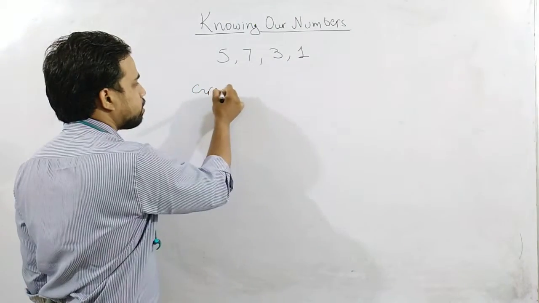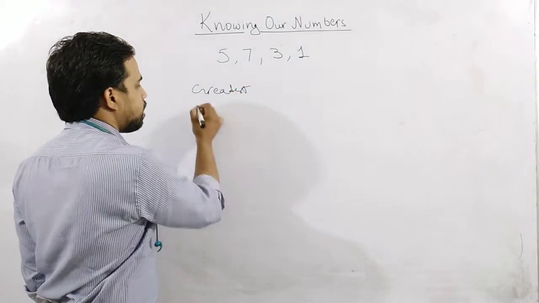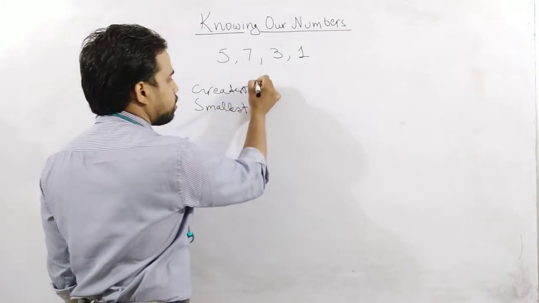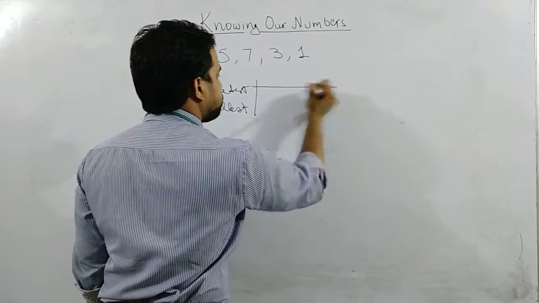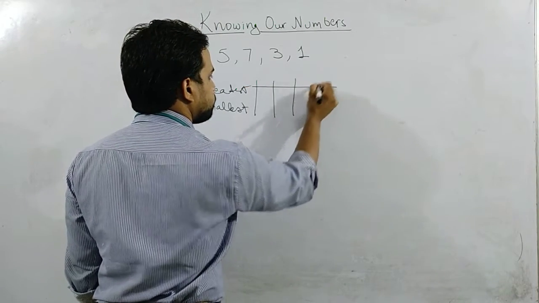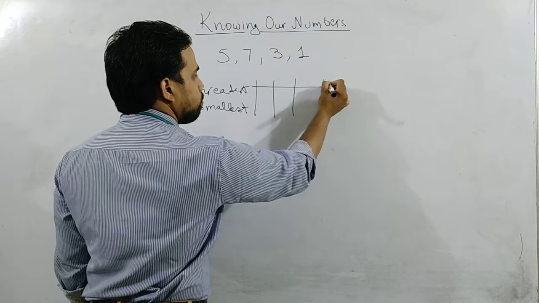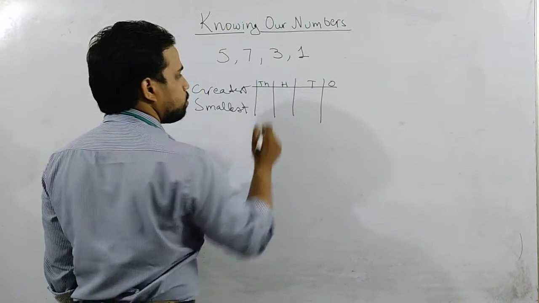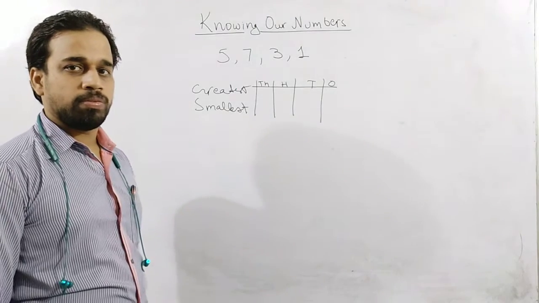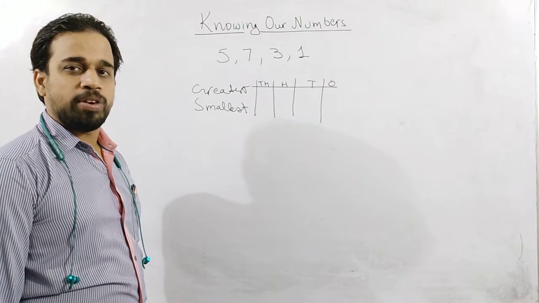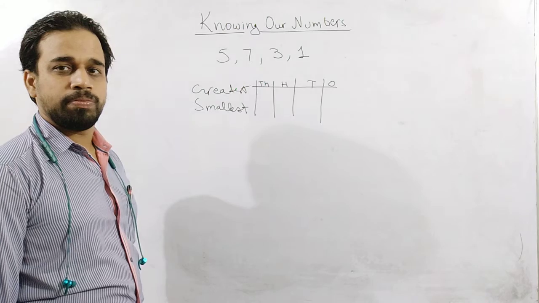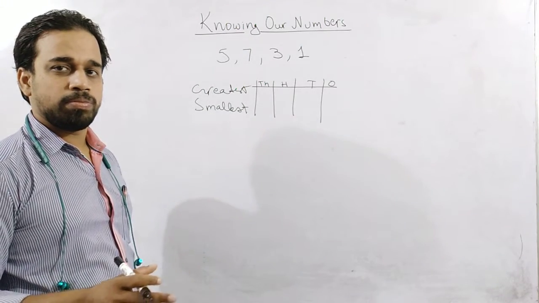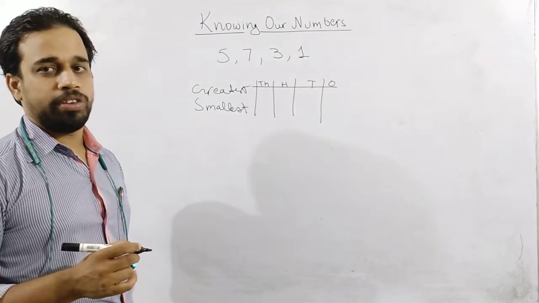So for greatest and for smallest. Ones, tens, hundreds and thousands. I hope everyone is solving this question. If you are having any confusion, let's see how to do this.